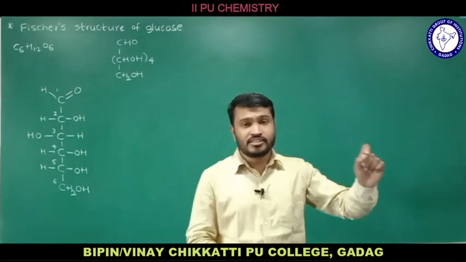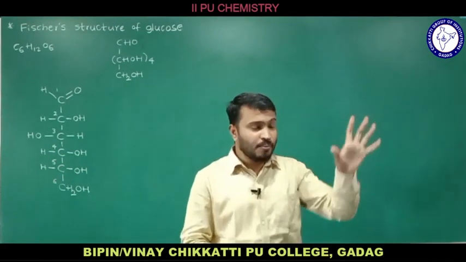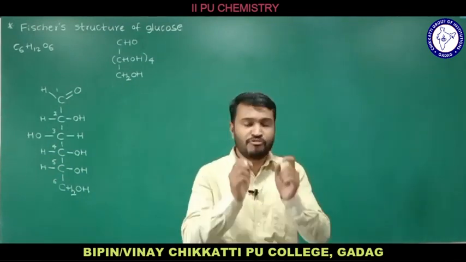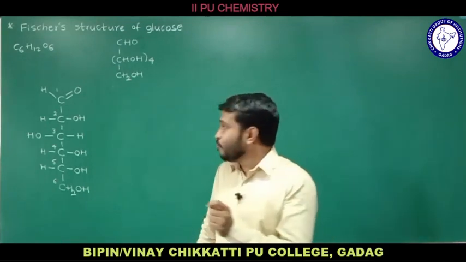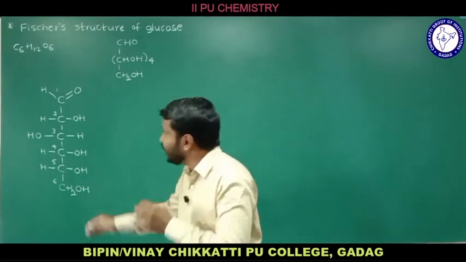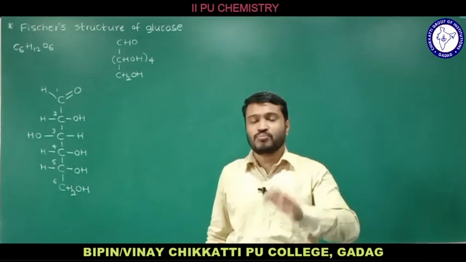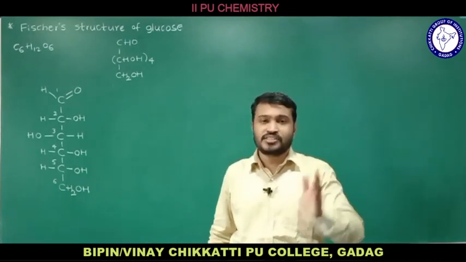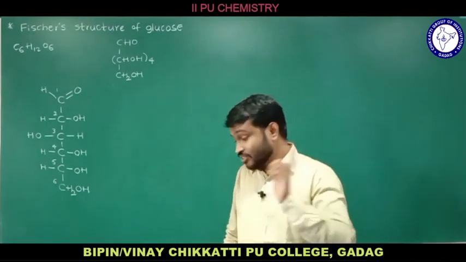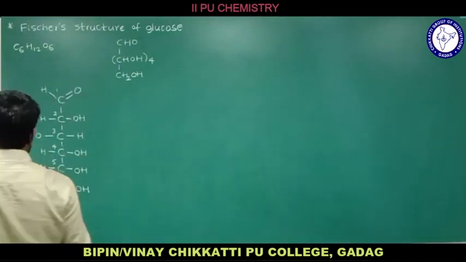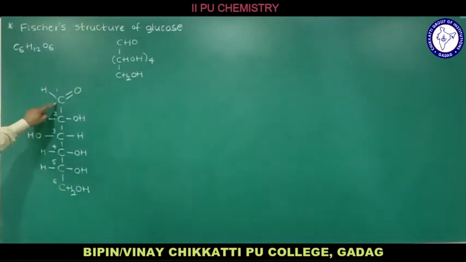Remember, the Fischer structure of glucose is nothing but the open chain structure of glucose. When we draw a Fischer structure, it is always open chain only, and this is how the glucose molecule C6H12O6 looks. So this is the way you are supposed to remember it. First you need to write 6 carbon atoms in a straight chain, and you need to give the numbers.